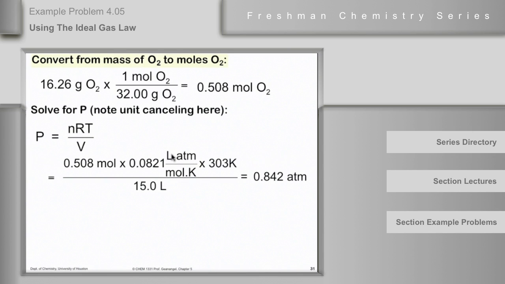Here, 0.0821 liter atmospheres per mole Kelvin. And notice I slipped it in there in the way I like to write it. Liter atmospheres per mole Kelvin, that's R. Here's T, 303 kelvins. Here's V in liters. And notice that moles cancel with moles. Liters cancel with liters. Kelvins cancel with kelvins. And that answer is in atmospheres. So the pressure in that tank is 0.842 atmospheres. If we needed it in torr, then we would just convert atmospheres to torr. We know how to do that.